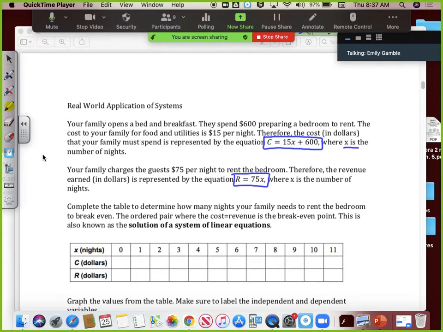So the break-even point for a situation like this, if you have a company, or in this case a bed and breakfast, you spend money to clean it, to provide whatever food, and that's your cost. That's this first equation here. This is how much it costs to actually have the bed and breakfast open, because it's $600 to prepare the bedroom and then $15 per night to probably clean it and provide all of the drinks and food and whatever you would need there. And then they charge $75 a night. So the break-even point is when your cost equals the amount of money that's coming in.